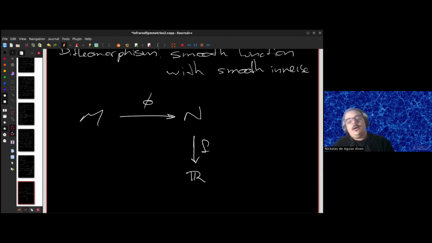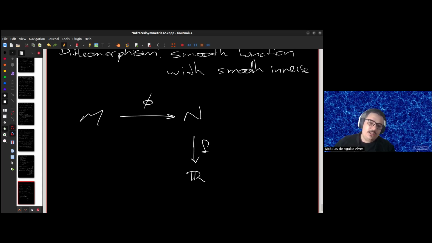Now, one interesting construction that we can do in differential geometry is what we call a pullback. A pullback is pulling back this function here to become a function from M to R.